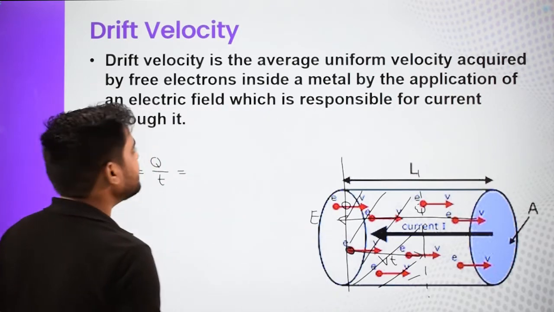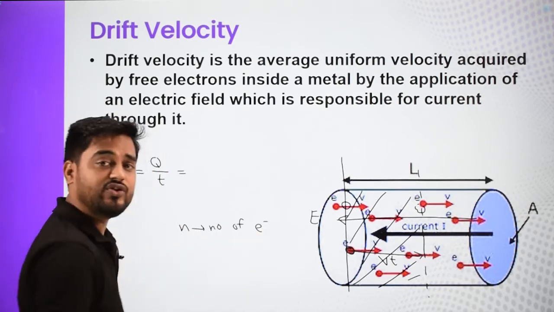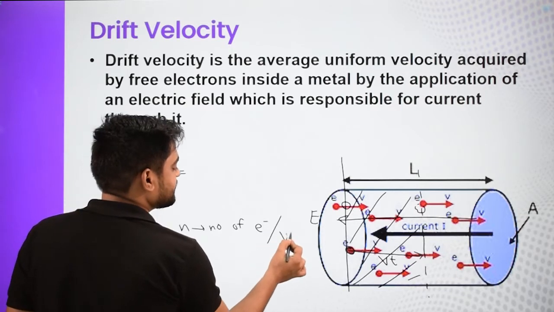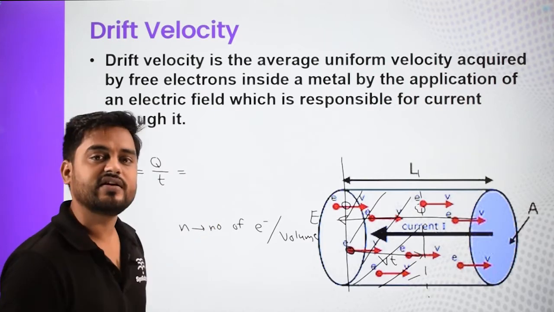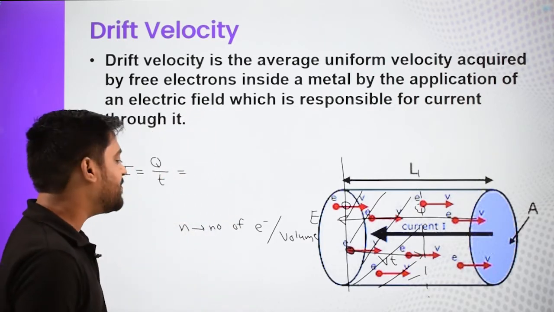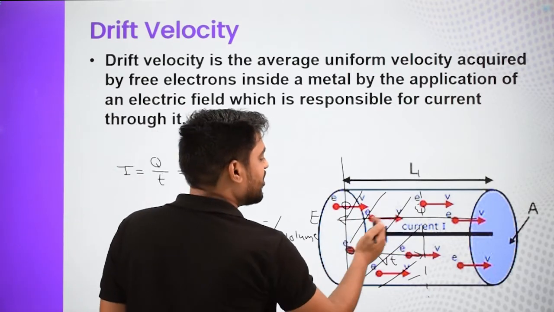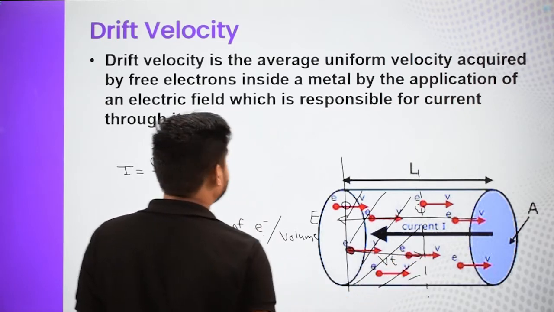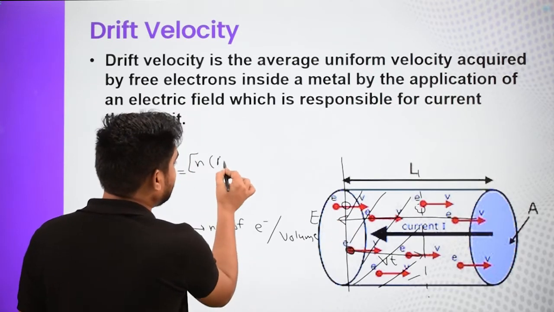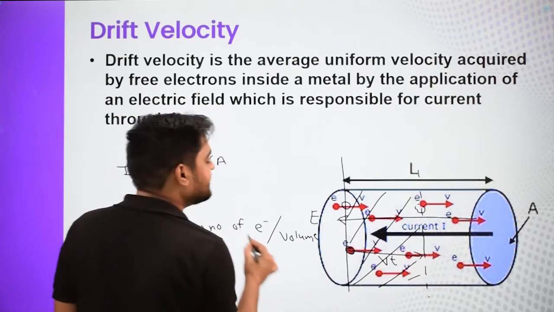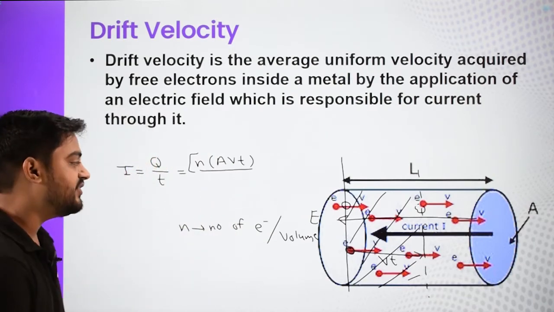So for that, let us say that small n is the number of electrons, or free electrons to be precise, per unit volume. So this is also called the electron density. This is the number of electrons per unit volume. So I'll say number of electrons per unit volume into this volume, because we need all the electrons which are present in this region. What is the volume of that? Volume of this is nothing but area of cross section, that is A, and this length, that is v into t. So this is the expression for number of electrons present in this region.